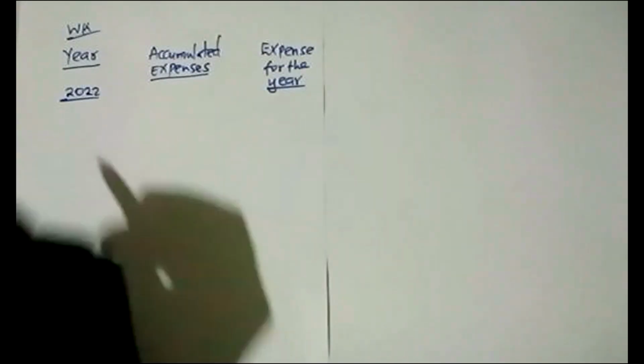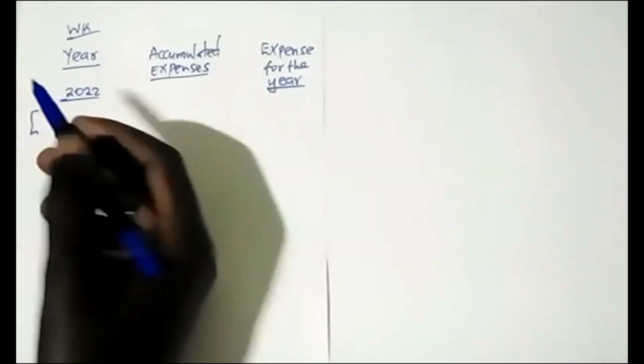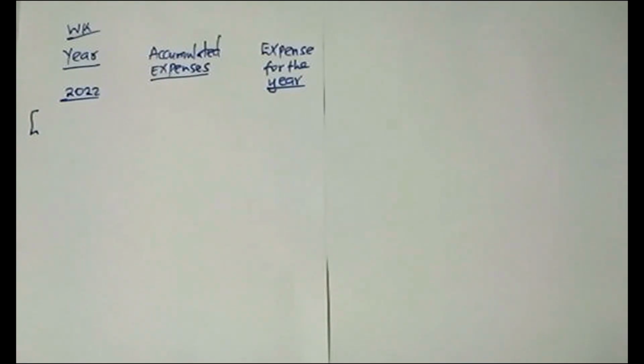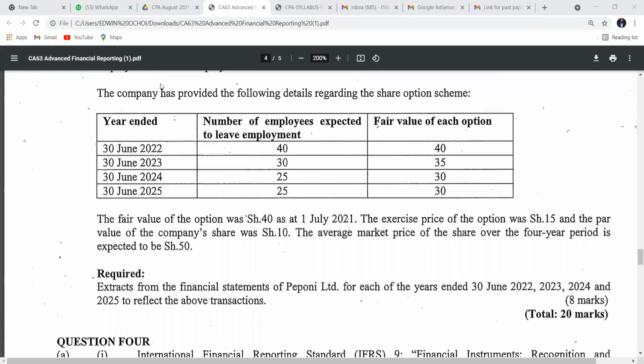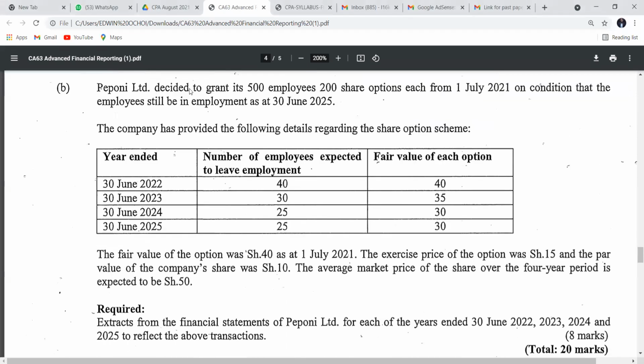So what will I do here? The first thing I have to record is the number of employees which were there in Pepon Limited. The number of employees was 500. Pepon Limited decided to grant its 500 employees 200 share options. But in the first year, by the end of June 2022, the number of employees expected to leave employment is 40.